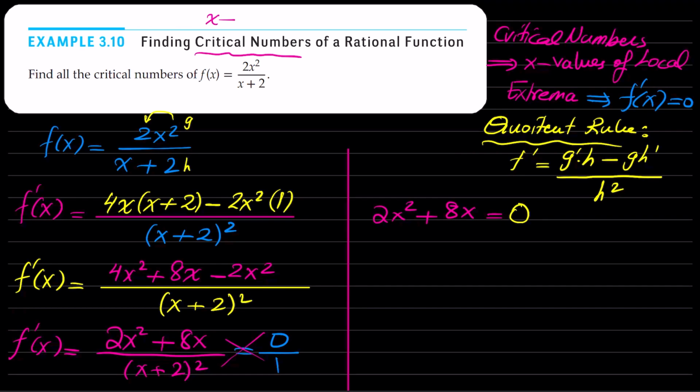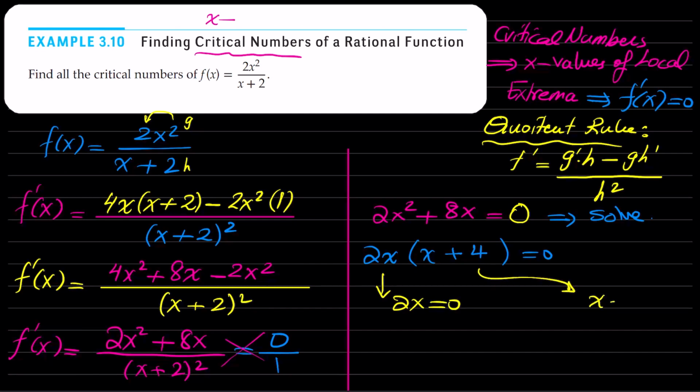So now we need to solve this equation. Quickly, we have a GCF, something in common. Both are divisible by 2x. So we divide 2x squared by 2x, it's x, plus 8x divided by 2x, it's 4. Now each one alone: 2x is equal to 0, and x plus 4 is equal to 0. We solve 2x equal to 0, we divide by 2, x equals 0. And here x equals negative 4.